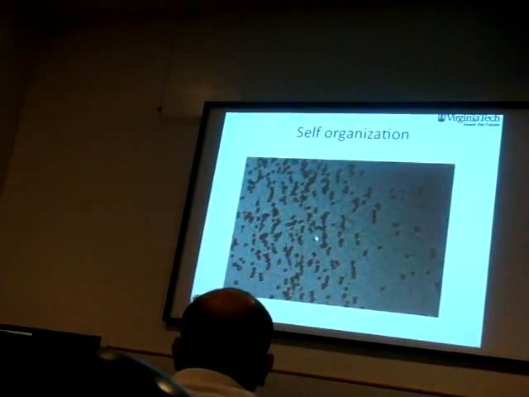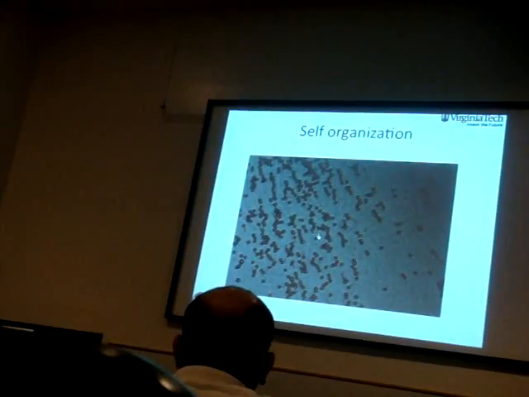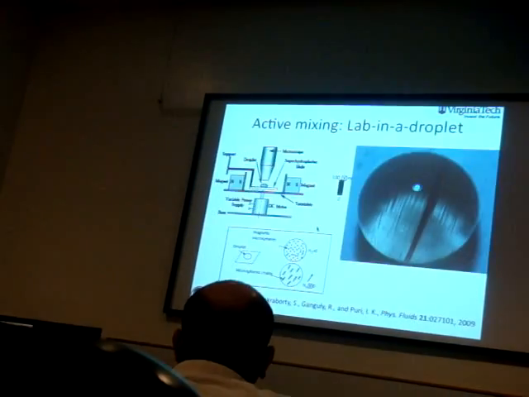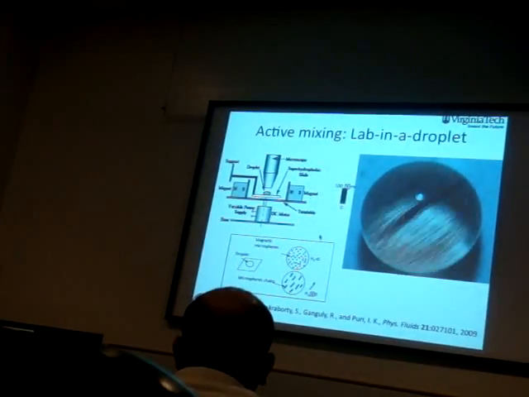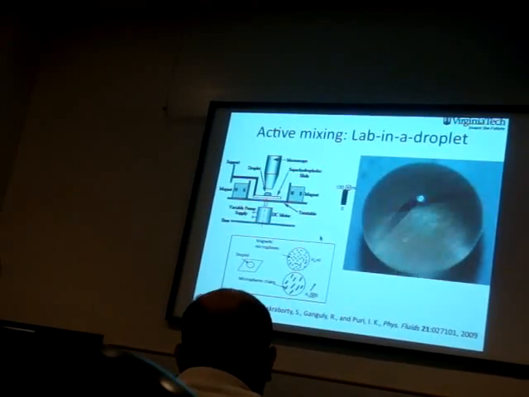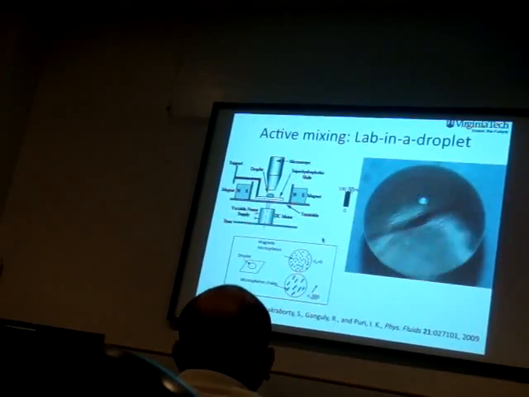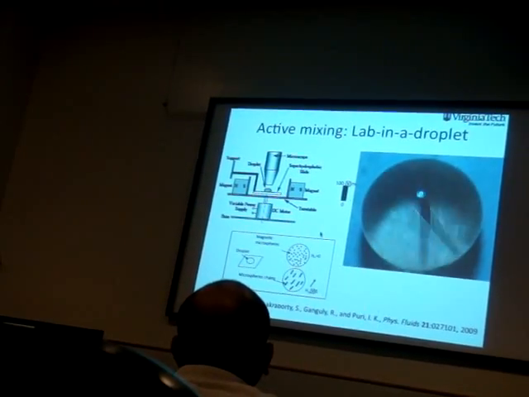So this is an example of what we call self-organization, and you can harness this self-organization to do interesting things. So what are the interesting things you can do? You can self-organize these particles into rotors inside a droplet. This is a droplet which is about 500 microns, it's about half a millimeter, it's viewed under a microscope.